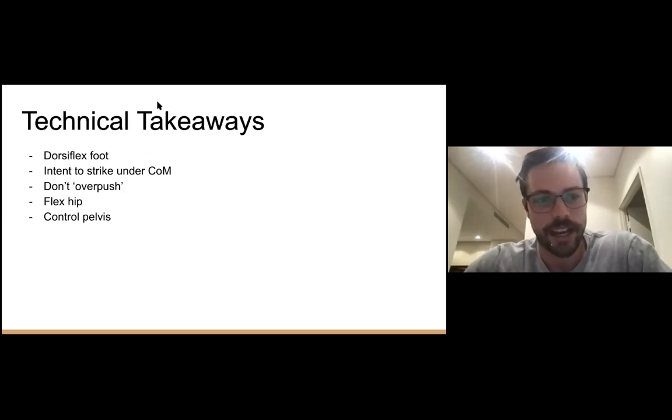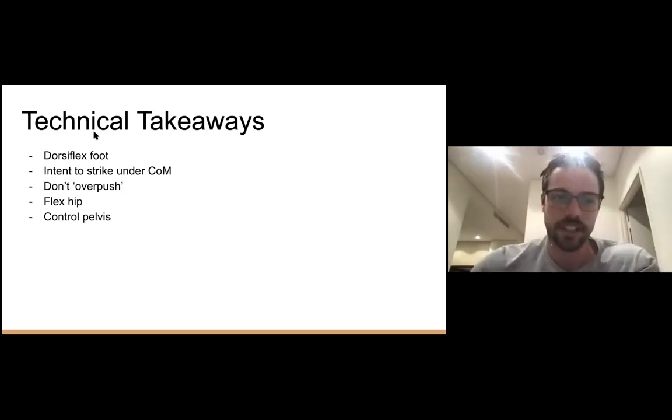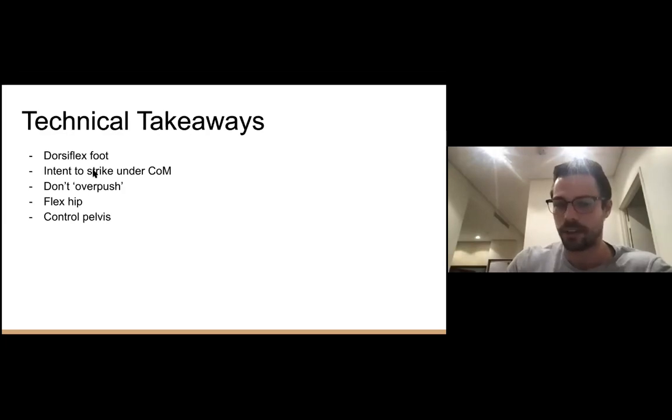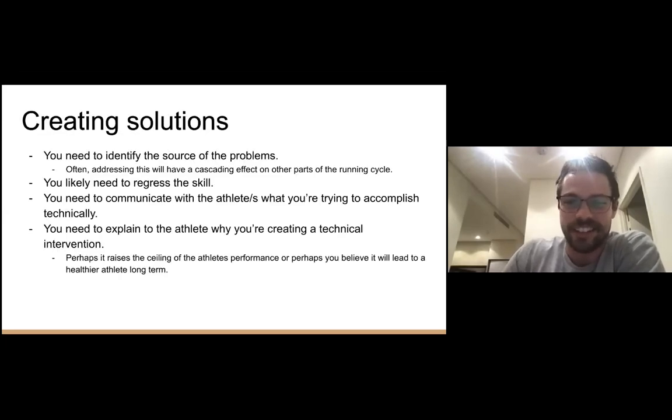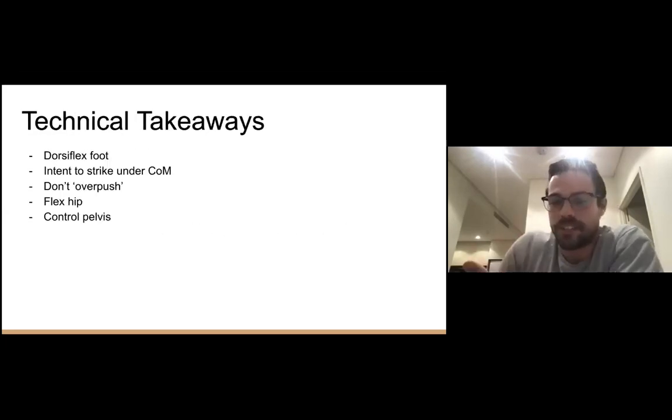So as far as technical takeaways go, I tried to really simplify it. Dorsiflex the foot, intent to strike on the center of mass. You don't need to over push out a toe off, flex the hip and stay in control of the pelvis. That sounds really simple, but I think for anyone who's tried sprinting, it's definitely not as simple because things are moving quickly. And I'm actually not 100% sure who asked me that question. But I hope to try and get an idea of how we can solve these problems.